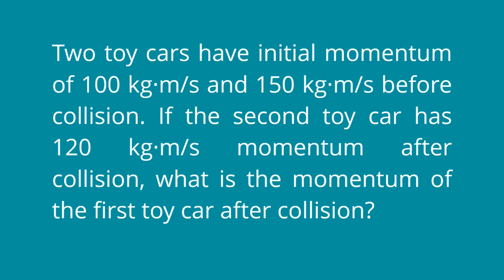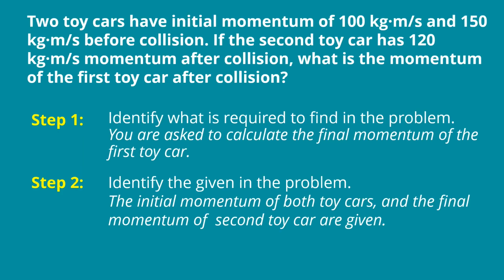Two toy cars have initial momentum of 100 kg per second and 150 kg per second before collision. If the second toy car has 120 kg per second momentum after collision, what is the momentum of the first toy car after collision? To answer our second sample problem, let's follow these steps.